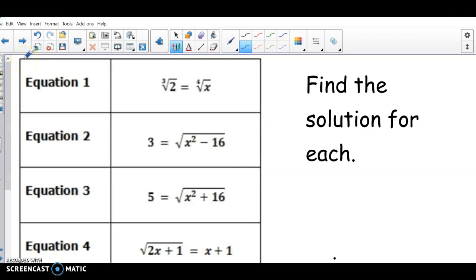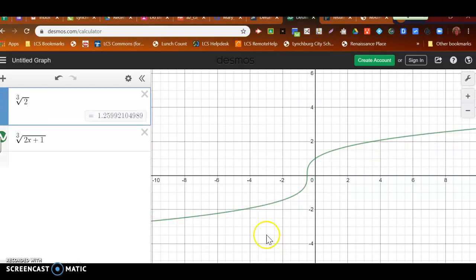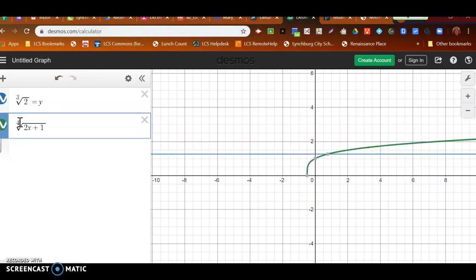We have 4 different equations, and we're just going to practice putting these into Desmos and checking to see what the solution of these would be. So left side and right side. So for the first one, if I do the cube root of 2, I have to make sure, because it doesn't have a variable in it, that I set it equal to y so that it will graph it. The second one is the 4th root of x.